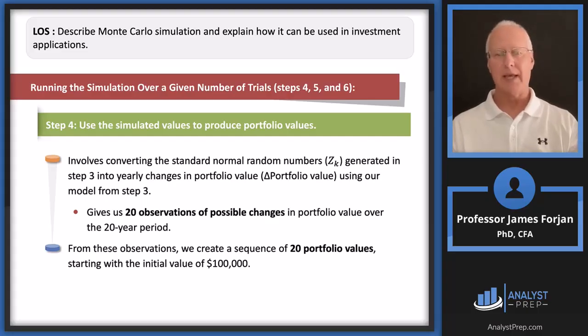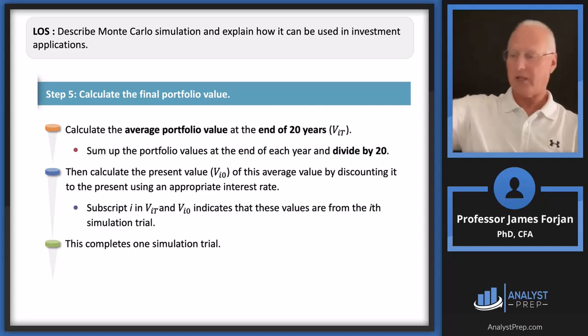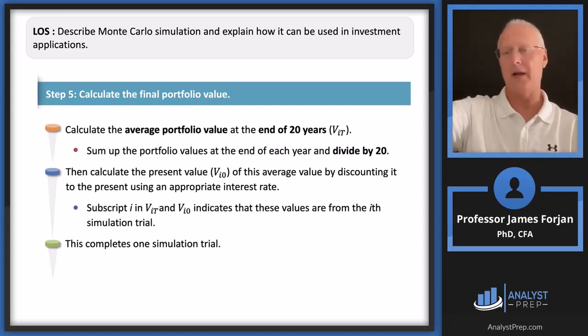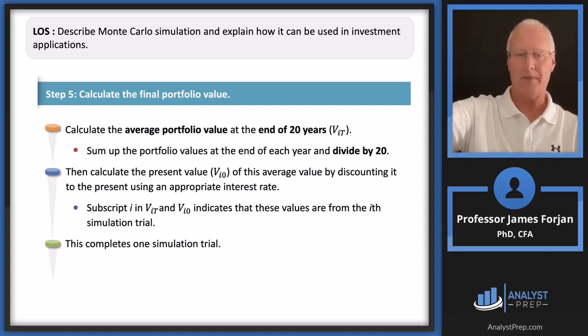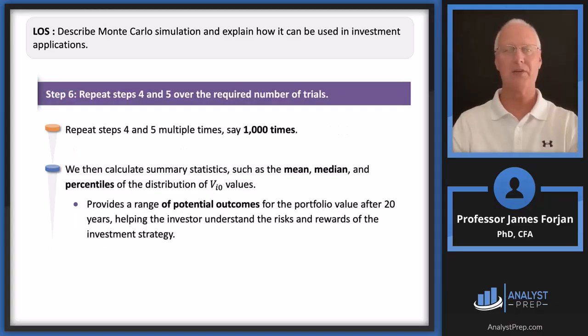All right, we convert that, 20 years, that makes sense. And from these observations, we create a sequence of 20 portfolio values, and then we take the average and divide by 20. So that gives us our 20 out there at the end, right? And then we're going to do this. Well, look at the bottom. That's one simulation. Then we're going to do this, well, however many times we want.